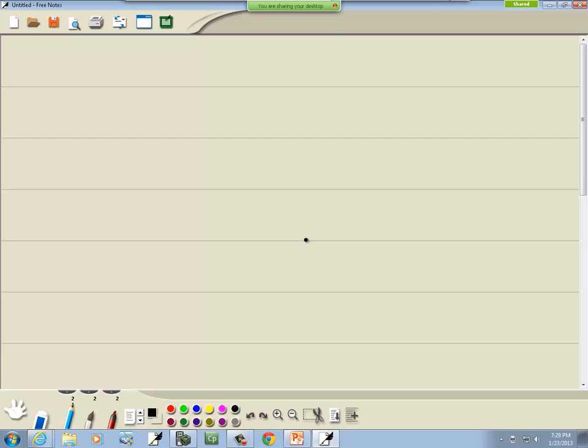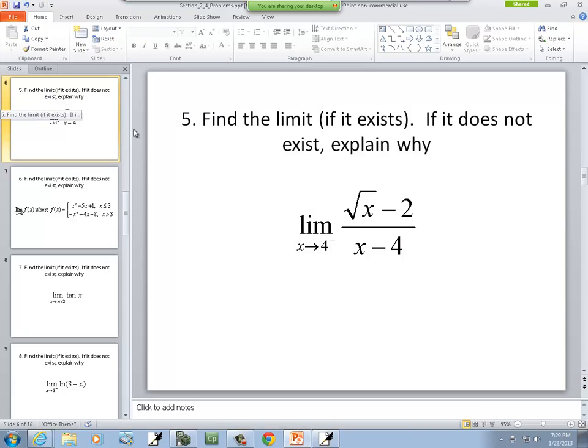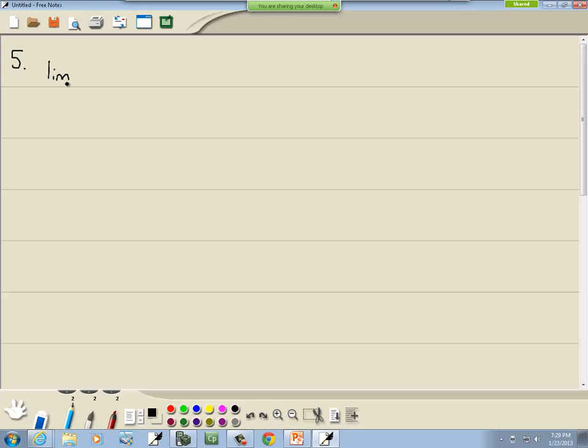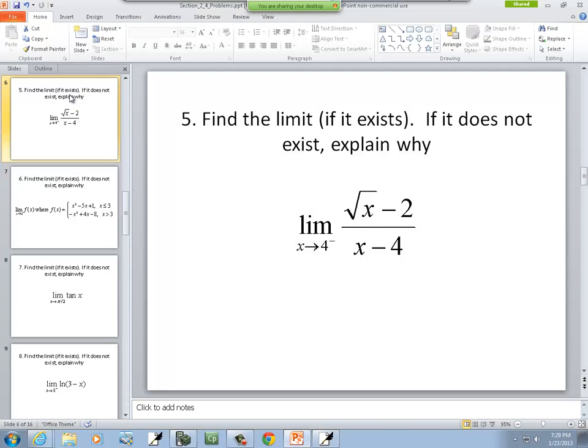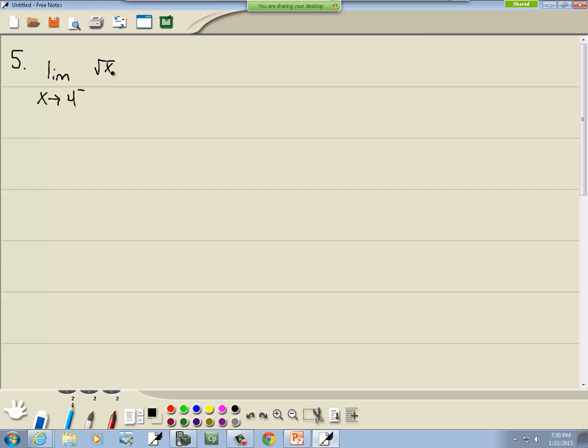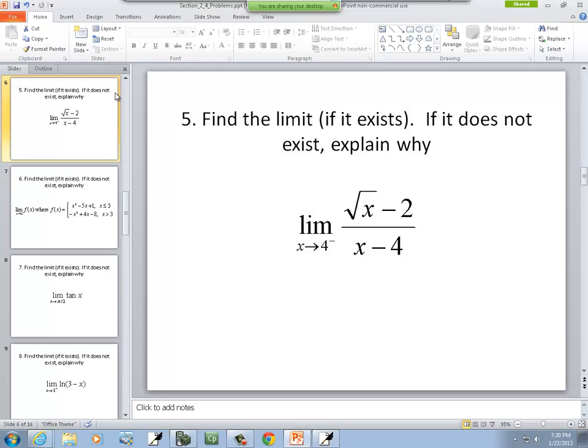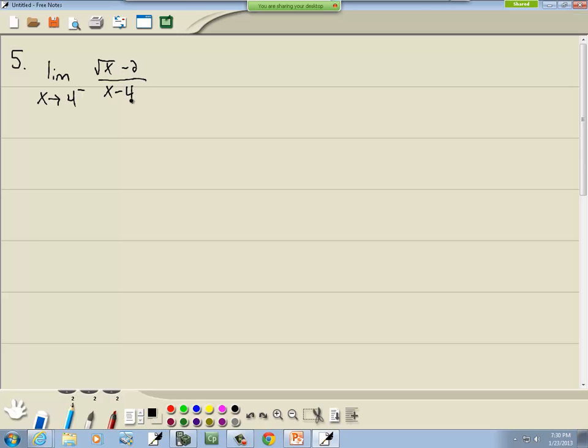Okay, so we looked at direct substitution. We looked at the factoring and canceling method. Let's look at the example of the conjugate method. Okay, so we got the limit as x approaches 4 from the left-hand side of square root of x minus 2 over x minus 4. Well, definitely if I plug 4 in, I'm going to have problems. 4 minus 4 gives 0. Can't have a 0 in the denominator. This is one where we got a radical up on top. And we're going to try to multiply the top and bottom by the conjugate of the top, see if that helps us any.